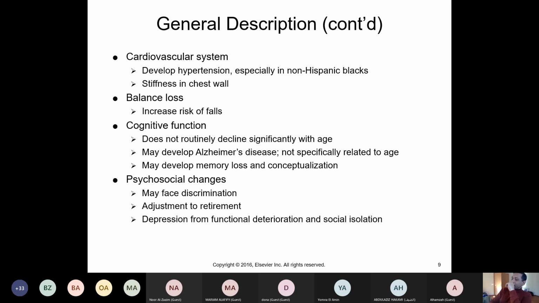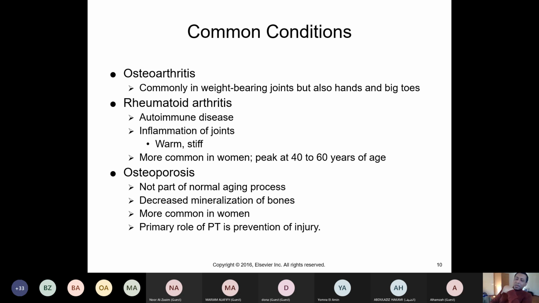Psychosocial changes also may come into play. Older people may face discrimination. People might say, oh, let's not wait for them, they're old, they're just going to slow us down. Or again, just retirement. It's a bit of a difficulty for people having to accept that they are not members of productive society anymore, and that they're retired.